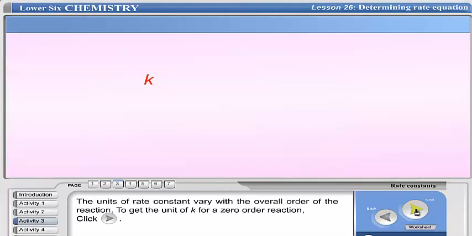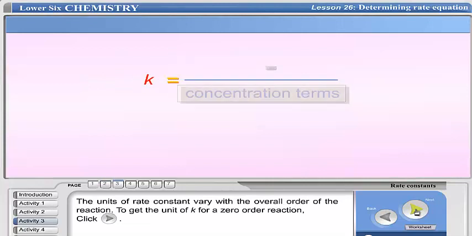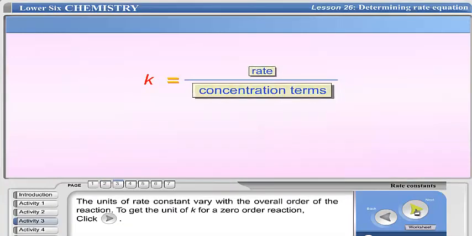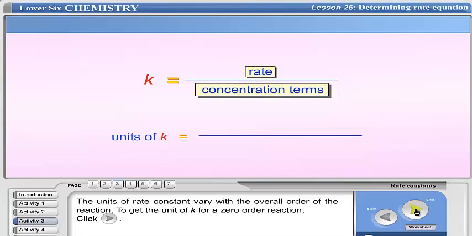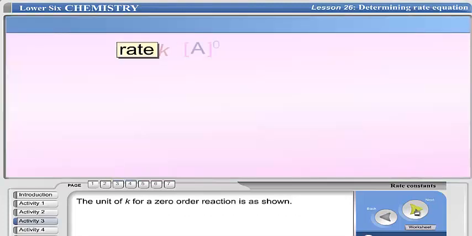The units of rate constant vary with the overall order of the reaction. To get the unit of K for a zero-order reaction, click Next. The unit of K for a zero-order reaction is as shown.